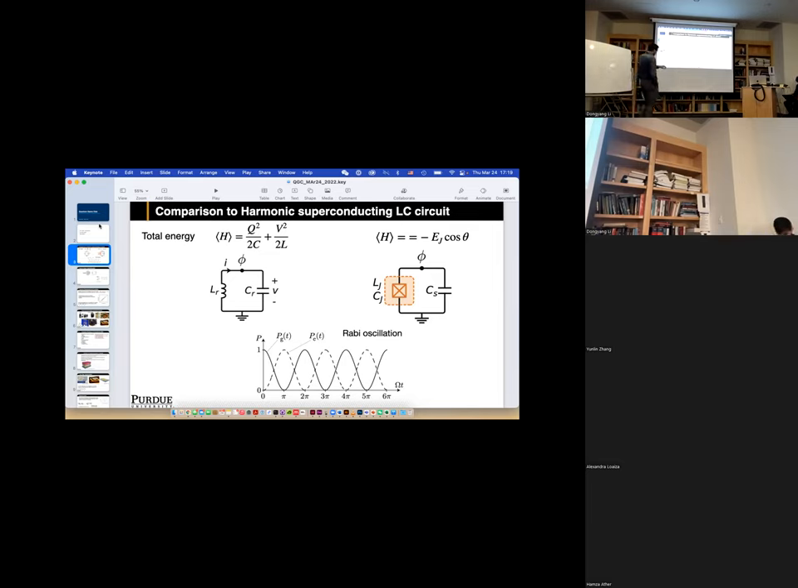Now, in this kind of circuit, we typically have many, many electrons. We don't have one electron, we have many, many electrons. If you want to find out roughly how many electrons we have, you can say the energy of my LC circuit is given by that.